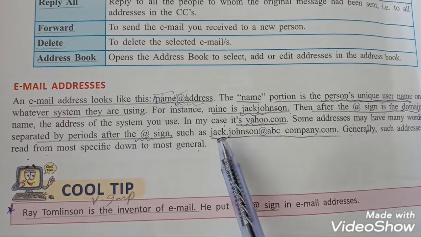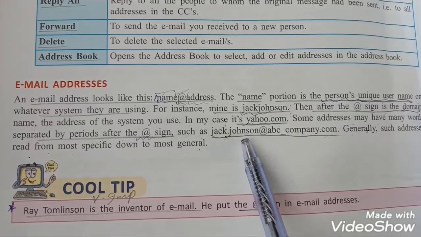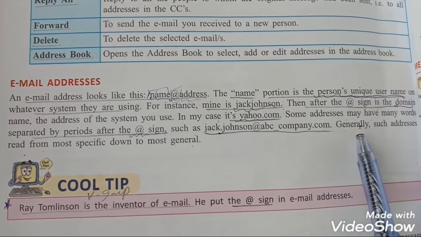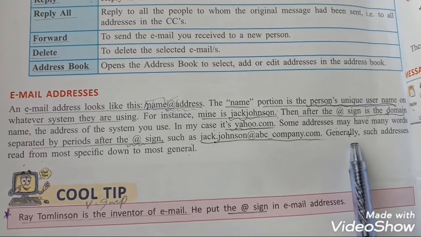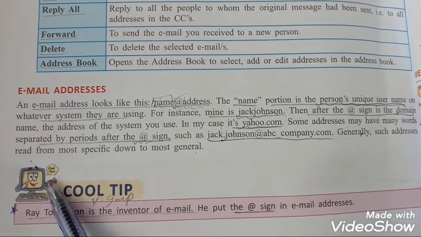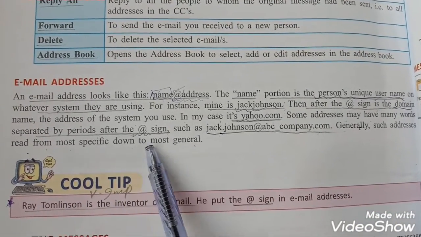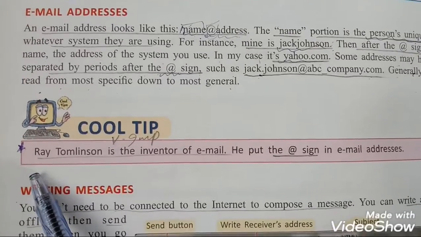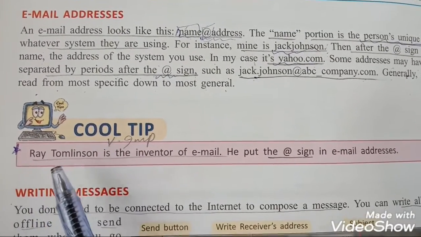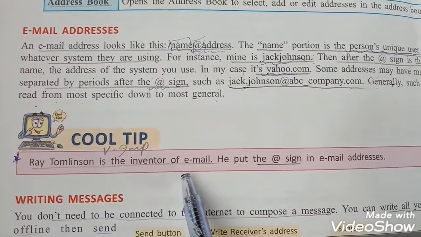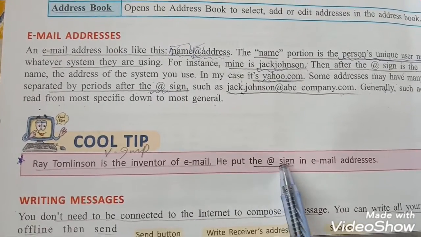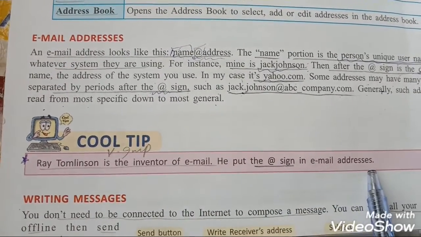Then the whole address is Jack Johnson at abccompany.com. Generally, such addresses read from most specific down to most general. This is a very important point. Ray Tomlinson is the inventor of email. He put the @ in email addresses.